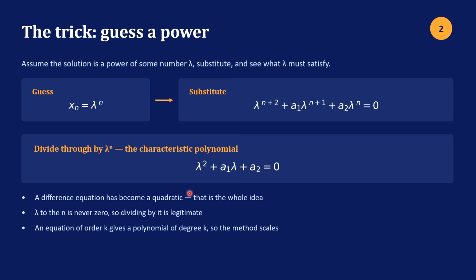So as I mentioned, this difference equation becomes quadratic. Lambda to the n is never 0, so dividing by it is legitimate. That's just referring to where we divided by lambda to the n. An equation of order k gives a polynomial of degree k. So the method scales. That's what I just mentioned previously.